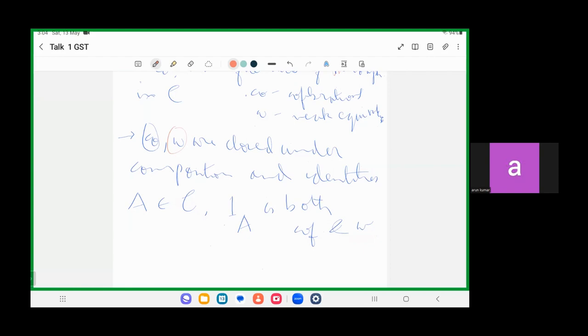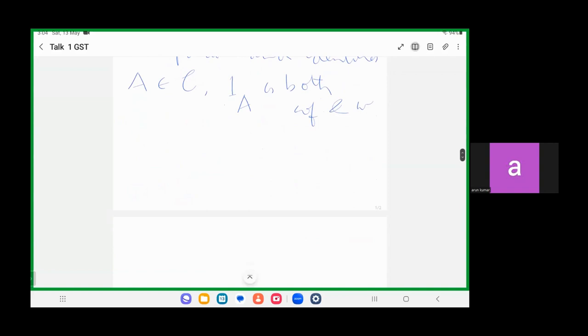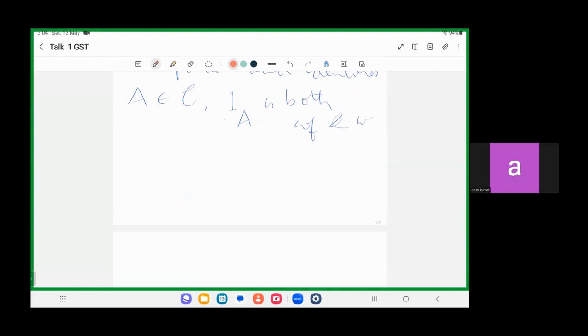So this is a family of morphisms. Because they are closed under compositions and have all identities, you can also call them subcategories of C, right? Both are valid ways of looking at it. So let's scroll down again. So this is one property. This is the first property.